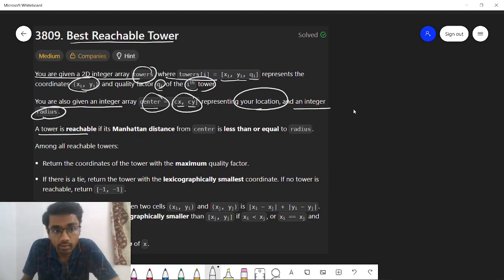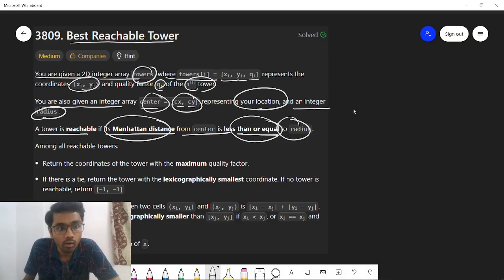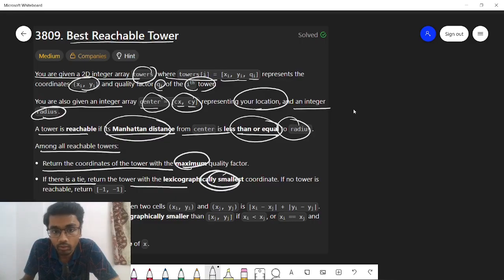A tower is reachable if its Manhattan distance from center is less than or equal to the radius. Now among all reachable towers you need to return the coordinate of the tower with maximum quality factor, and if there is a tie then you need to return the tower with the lexicographically smallest coordinate, and if no tower is reachable then you need to return -1, -1.